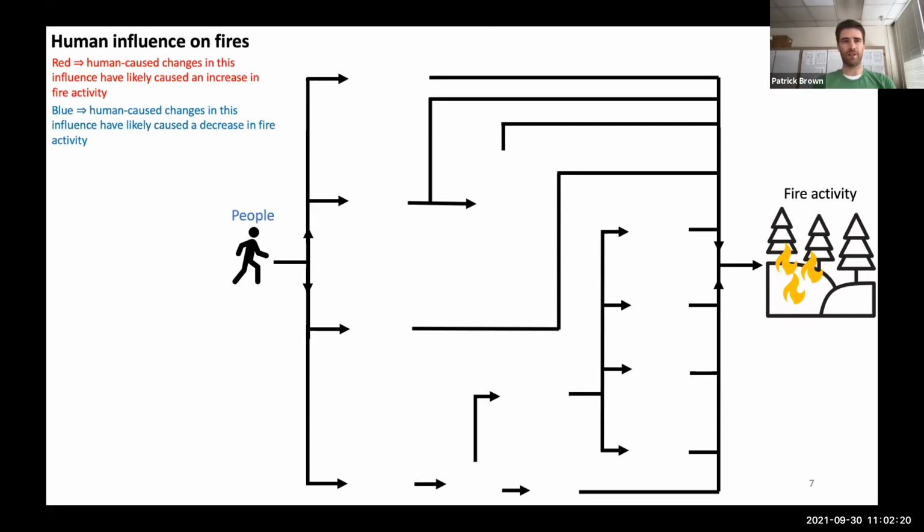Blue would mean human-caused changes in this influence have likely caused a decrease in fire activity. So humans can cause increases or decreases. And then purple would be that it's uncertain, so ambiguous or unclear influence on fire activity. Okay, so you should be brainstorming like, what are the different ways that humans can influence fire activity?